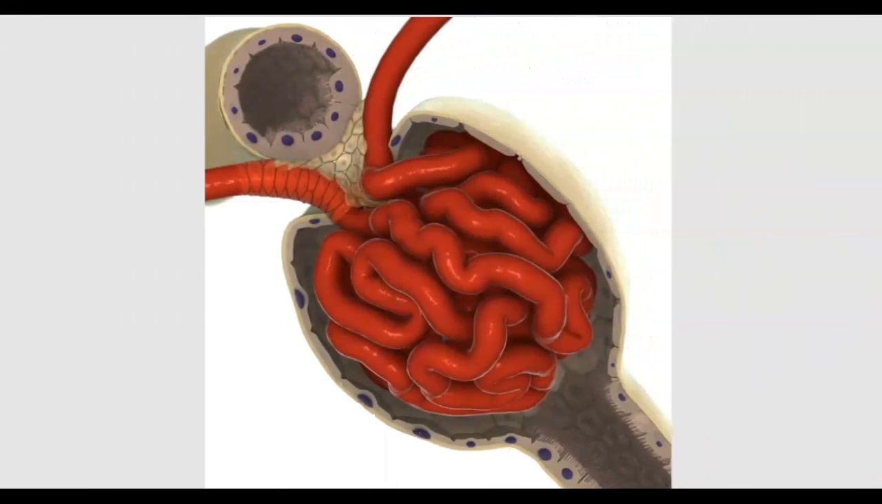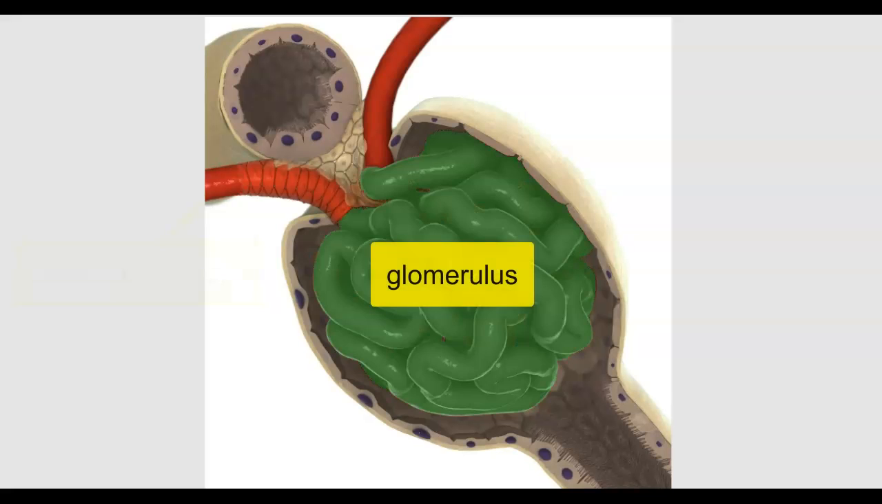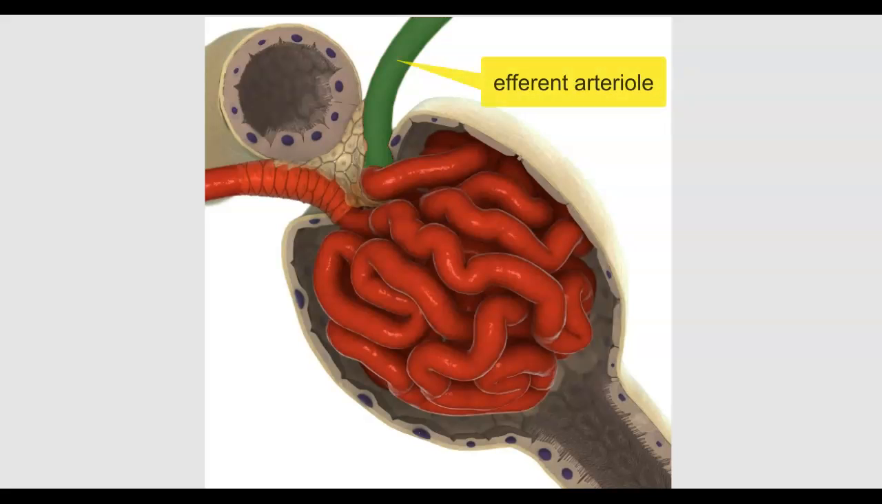Let's use a different model to take a closer look at the renal corpuscle. Blood is brought in to the glomerulus through the afferent arteriole, shaded green here. The tangled capillary bed contained within Bowman's capsule is called the glomerulus. After blood flows through the glomerulus, it exits through the efferent arteriole. The other part of the renal corpuscle is Bowman's capsule.